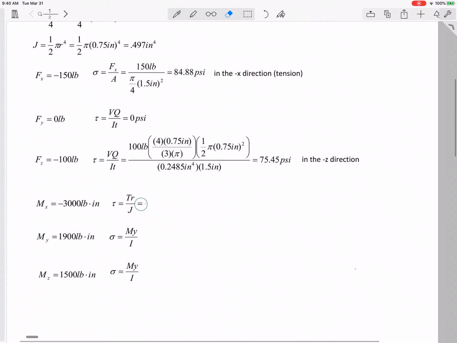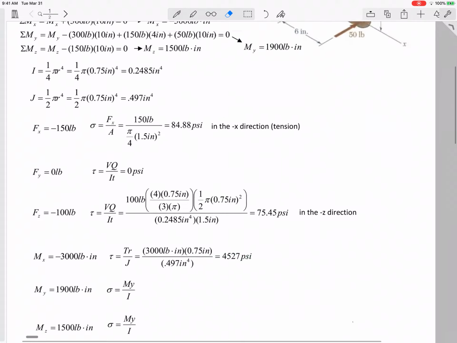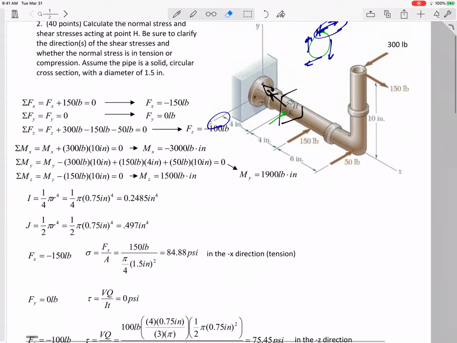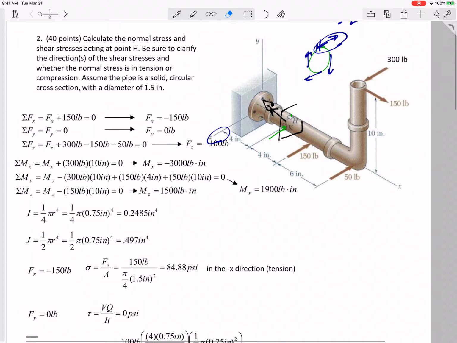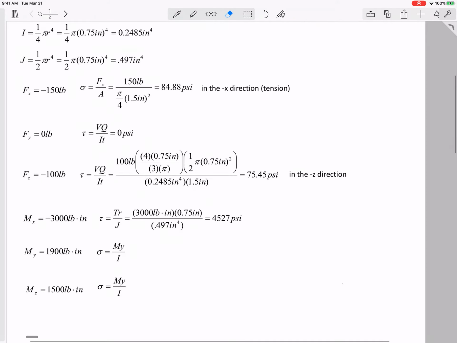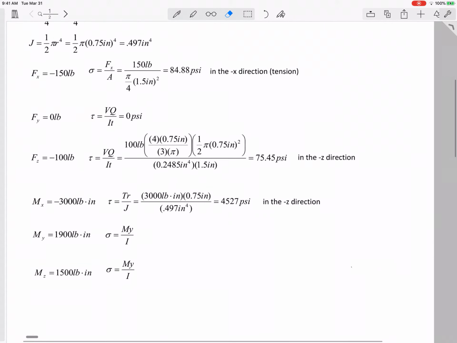So TR over J, the T, 3,000 pound-inches, the R, the distance my point is away from the center of the cross-section, and then the J. Not the I, but the J. So that value, and what direction? Because it's a negative X, in my right-hand rule, twisting about the negative X axis, this would be in the negative Z direction.